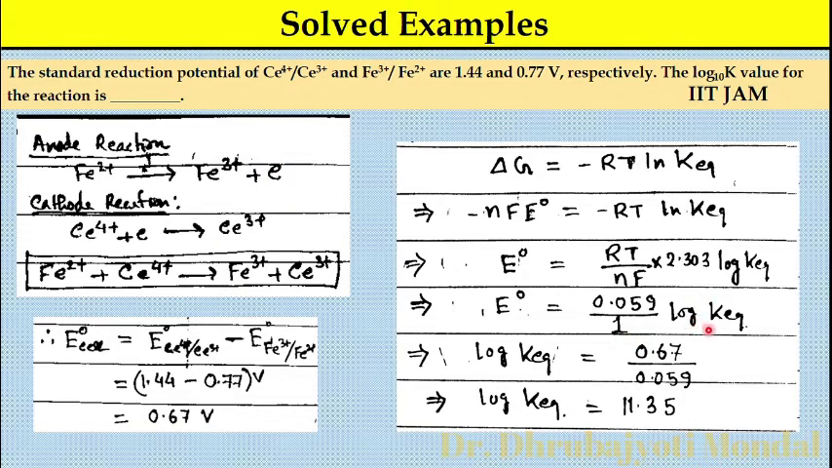So 2.303 RT by F is equal to 0.059. Therefore, log K equilibrium is equal to 0.67 by 0.059, and log K equilibrium is equal to 11.35. So that is the answer. So the answer is 11.35.